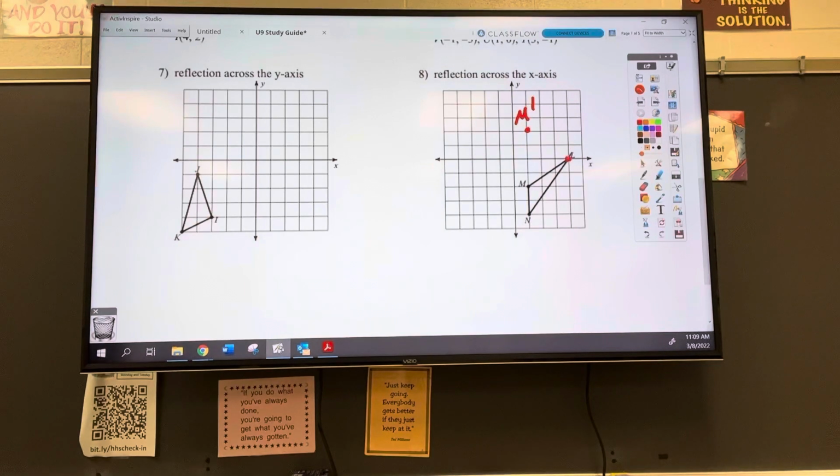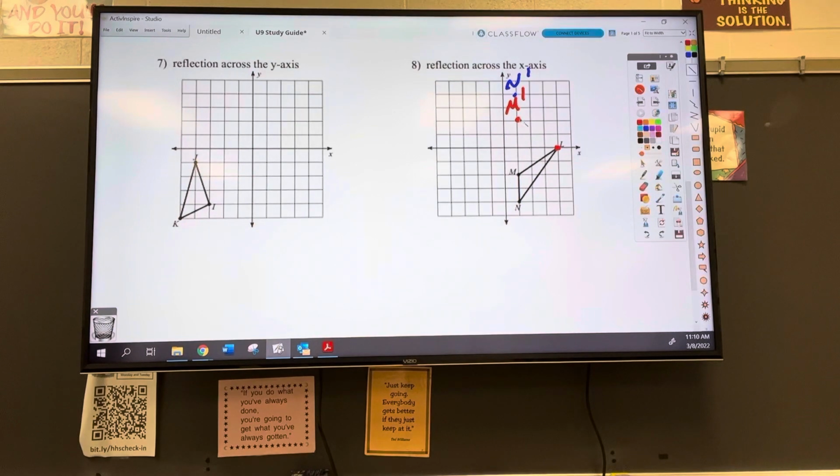L is going to stay in the same place, and N will be, it's 1, 2, 3, 4 away from the x-axis, so on the other side it will be 4 away. There's N prime. How are we doing? Any questions? And then you just connect the points. Going to number 9.